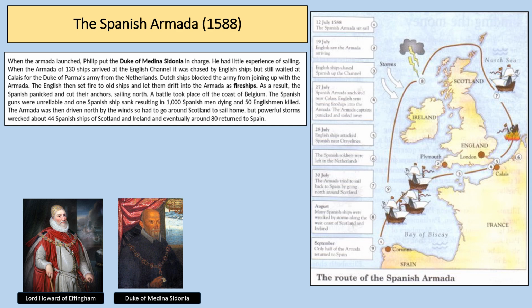Okay, so when the Armada launched, Philip put the Duke of Medina Sidonia in charge, and he had very little experience of sailing, and he wasn't a navy commander. He was much more used to fighting on land. When the Armada of 130 ships arrived at the English Channel, it was chased by English ships but still waited at Calais for the Duke of Parma's army from the Netherlands. Dutch ships blocked the army from joining up with the Armada.